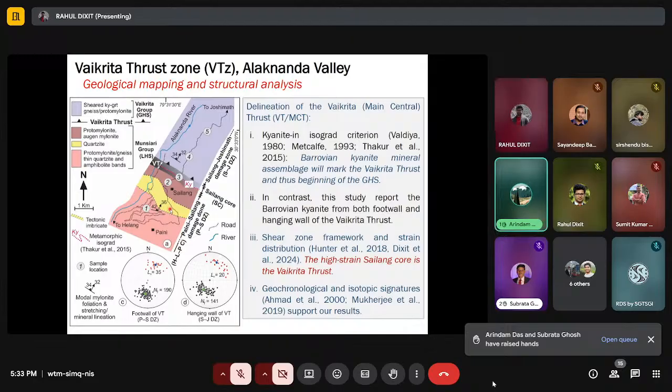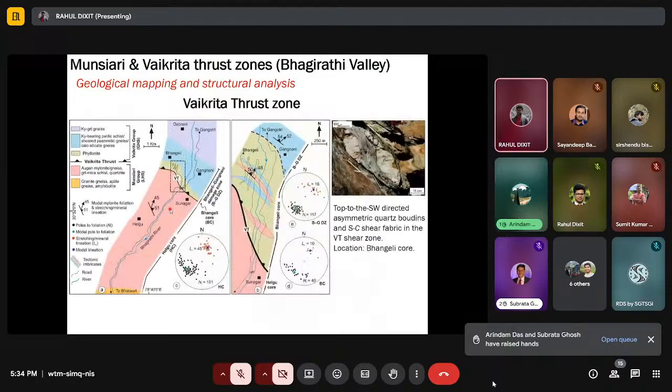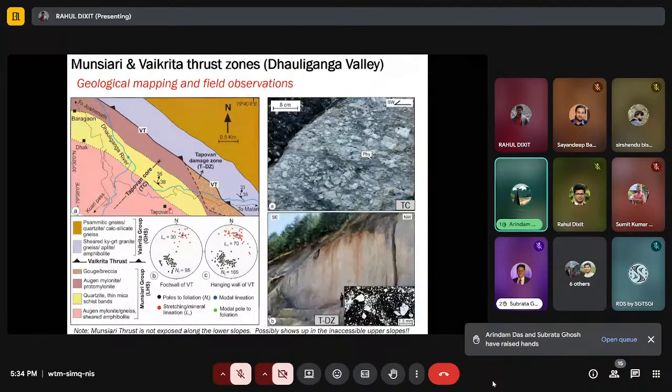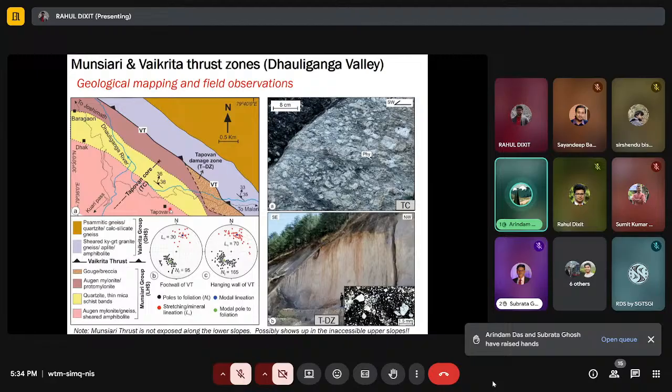Okay, so from what I understood from your talk, in the Dhauliganga Valley, possibly we are looking at the upper part of the Vakrita thrust where there is brittle deformation, and in the Bhagirathi Valley, possibly the deeper part is exposed. That's why we are finding some ductile behavior, isn't it? This is one of the possibilities. Yes. Okay.